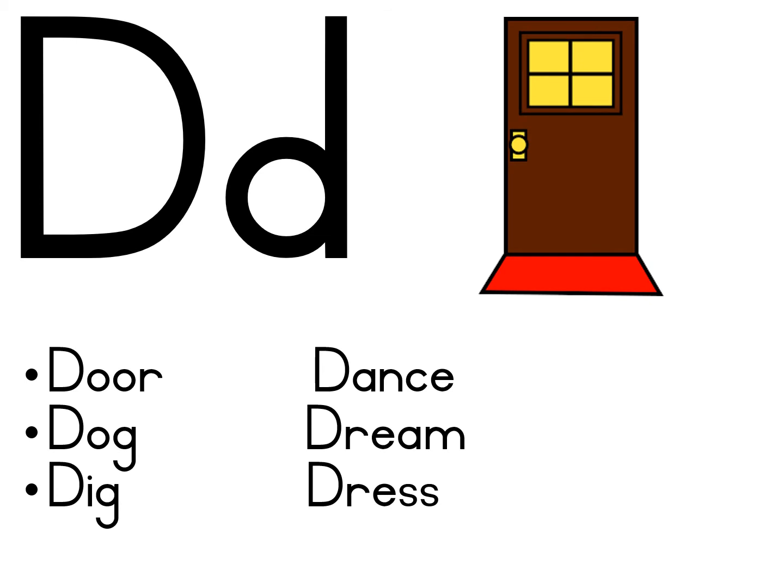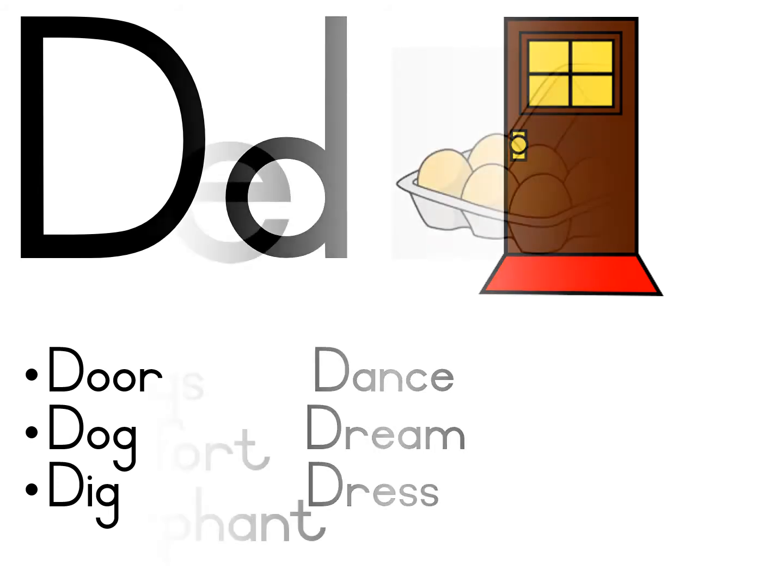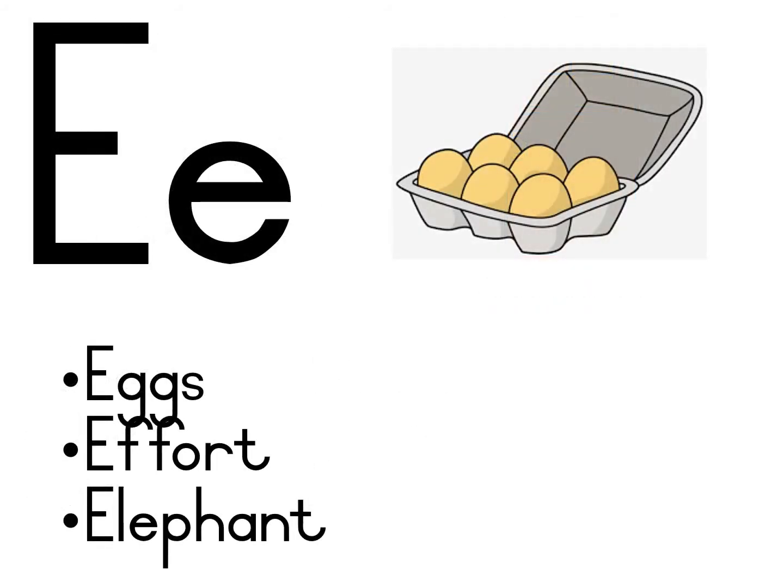D. D can stand for door, dog, dig, dance, dream, and dress. And last but not least, E. E can stand for eggs, effort, and elephant.